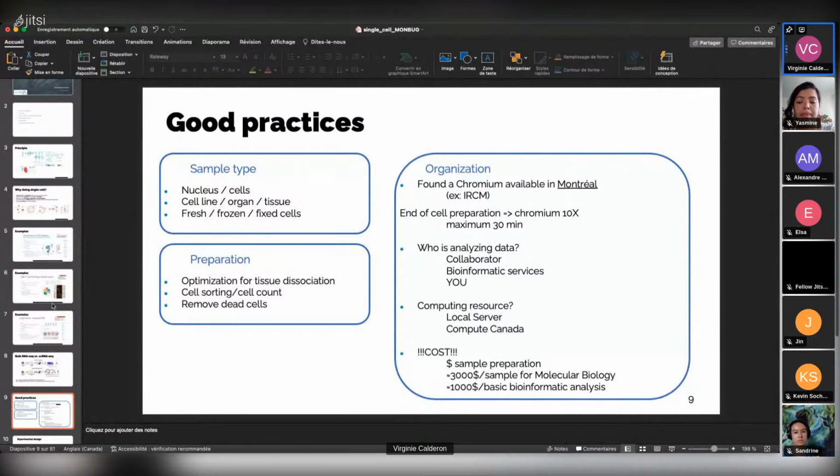Also for the preparation, of course, if the biologists work from tissue, it's really important to be careful during the analysis about the doublets in the experiments, so you can detect if during the preparation of the library, more than one cell was encapsulated. So you will have to use some tools maybe to detect such bias.